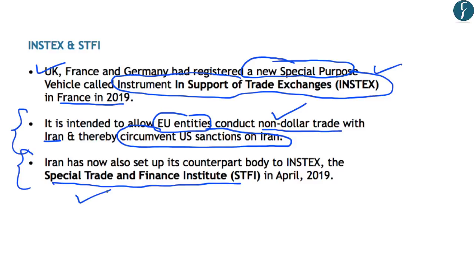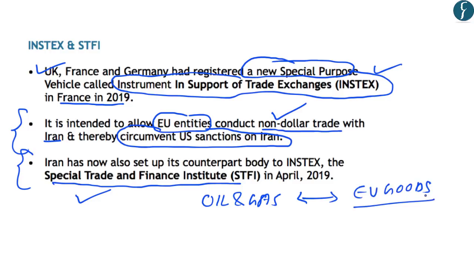So both these initiatives can be very important for us from the preliminary examination point of view. Now, both the INSTEX and the STFI were conceived as a means to match the trade of Iranian oil and gas exports to the EU against the purchases of EU goods by Iran. So initially both were meant to match the oil and gas from Iran with the purchase of EU goods by Iran. Now, the intention of Iran was to match all the EU goods which are imported into Iran. However, the EU wants that it should not be applicable to all the EU goods and should be restricted to only a small number of goods.